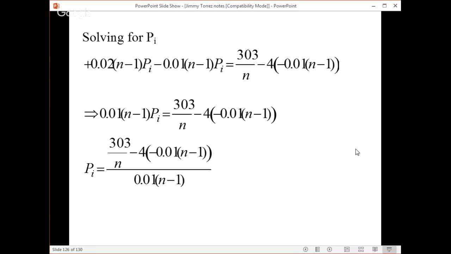So solving for PI, right? 0.02(n minus 1)PI minus 0.01(n minus 1)PI equals 303 over n minus 4, minus 0.01n times 1. So I have the PI over there, so that's 0.01(n minus 1). PI is equal to this stuff at the end. I divide both sides by 0.01(n minus 1). So I get PI is equal to 303 over n minus 4 minus 1 minus 0.01(n minus 1), over 0.01(n minus 1).